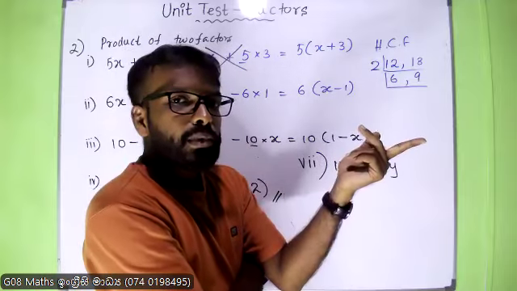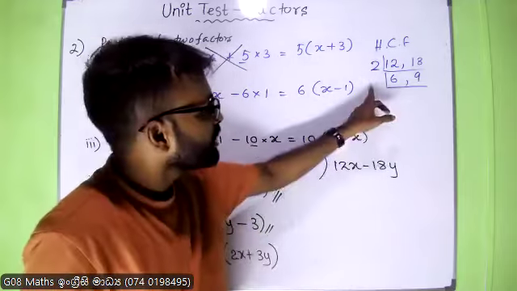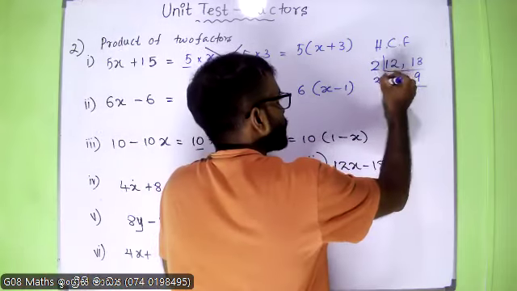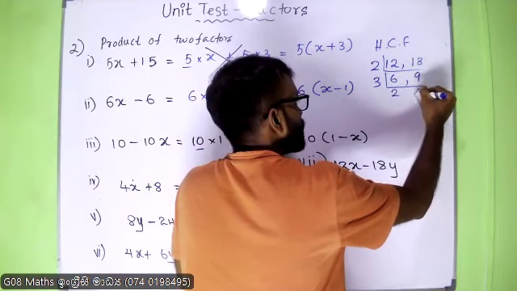The next prime number, 3. So 3 times 2, 3 times 3. Super, so we can use that. 3 times 2, 6, 3 times 3.